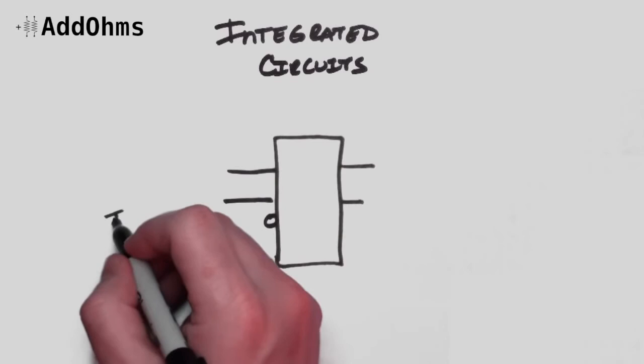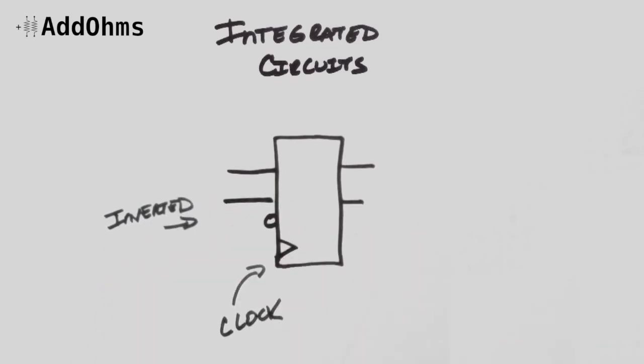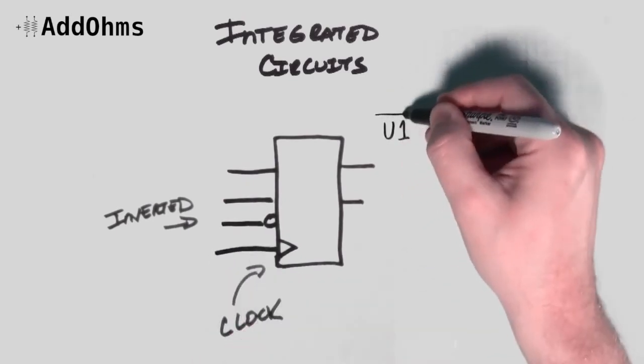A circle tells you that the pin is active low. A triangle will indicate any type of clock input. The designator for ICs is going to be the letter U.